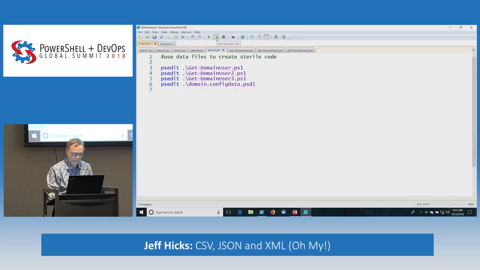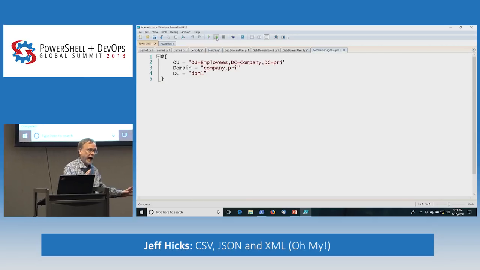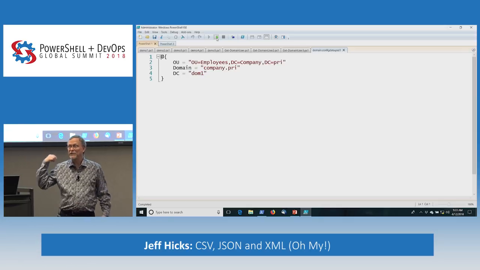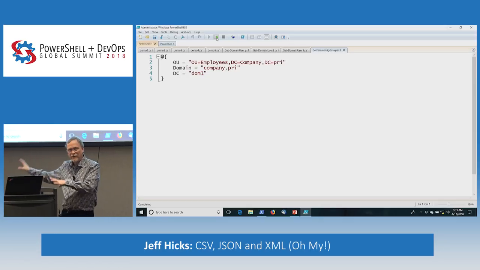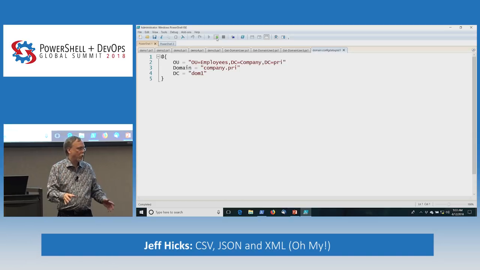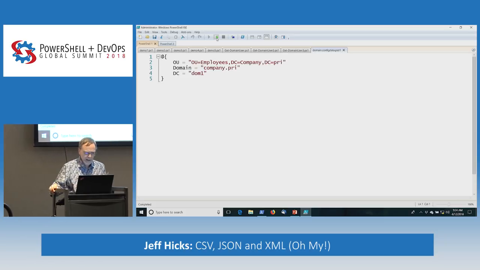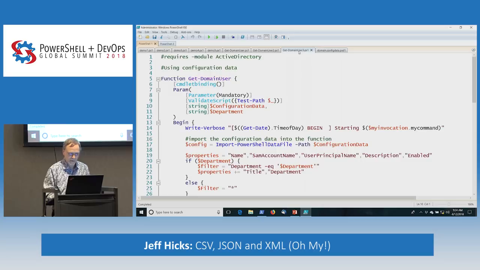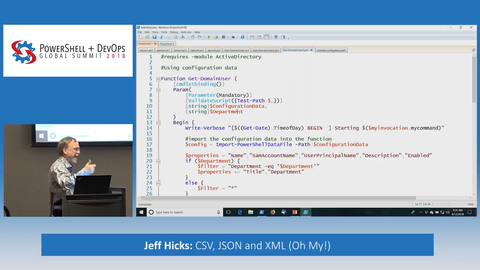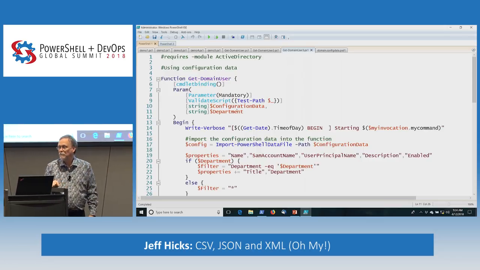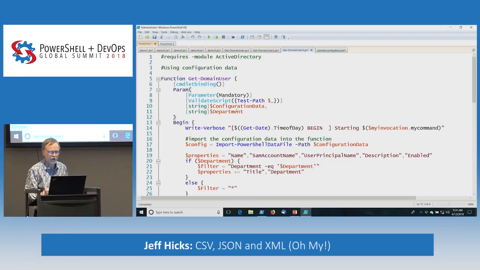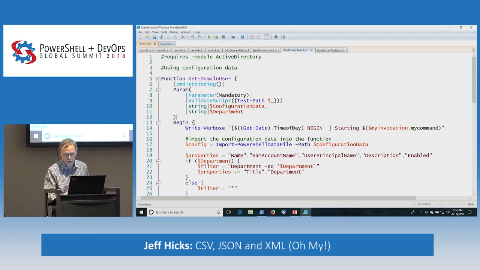You can create a hash table. You can do it on the fly in memory, or you can put it in a PSD1 file. Now, this is a data file, so I'm okay having hard-coded information, because that's the whole point. What I've done here is create a hash table that has my OU, the domain, and the DC in a PSD1 file. This version of the function has a parameter, which I've made mandatory, to pass configuration data to the command, which is kind of like splatting, another approach you could take.